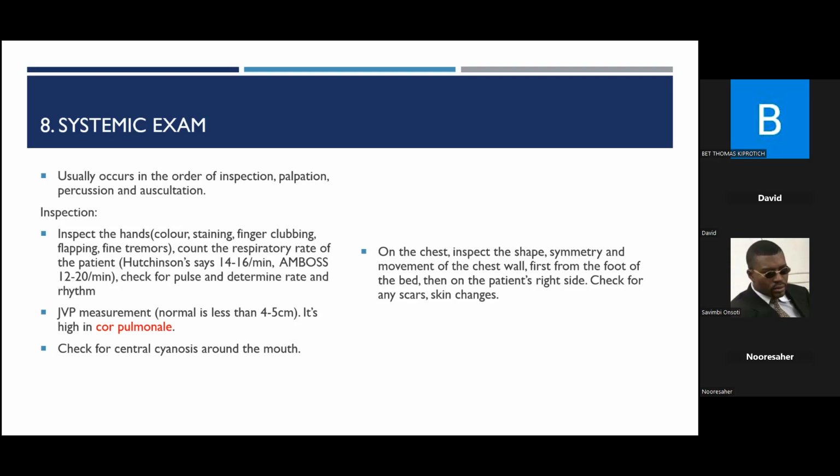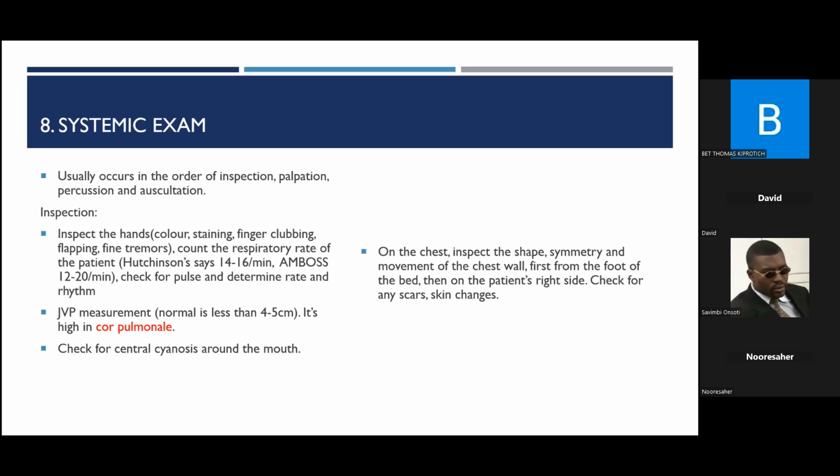So upon inspection of the chest, what we're looking for is the shape. We're checking for the symmetry. We're checking for the movement of the chest wall with breathing. You start from the foot of the bed and then move on to the patient's right side. While you're at the patient's right side, you can get a closer look and check for any scars, therapeutic scars, any skin changes, and then you comment on that.